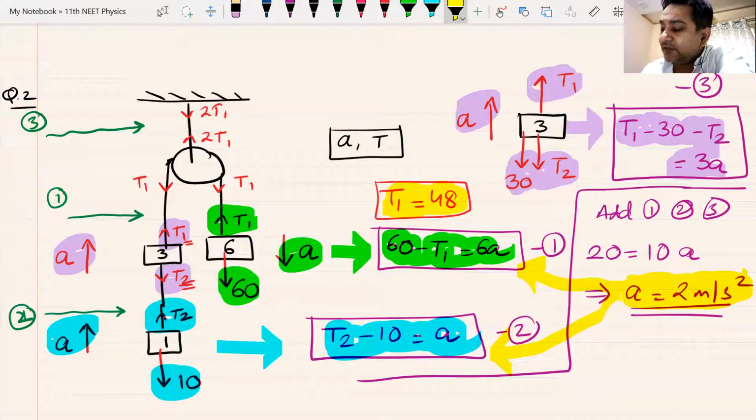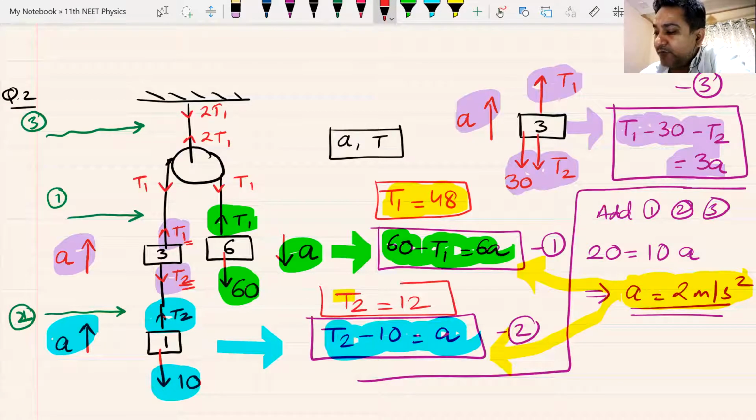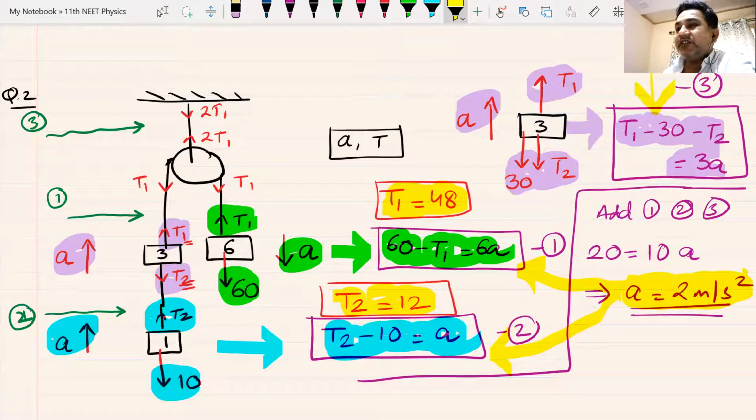Can I now have the answer for T2? What is T2? How much is T2? It's very simple. T2 is 12, T1 is 48. You can also check your answers by putting them in equation number 3. It doesn't matter. You will always get the same result.